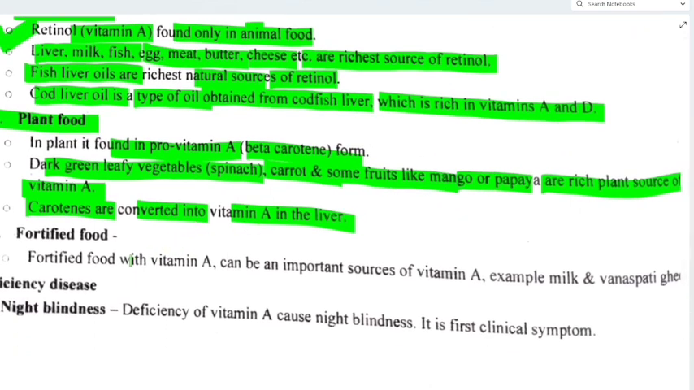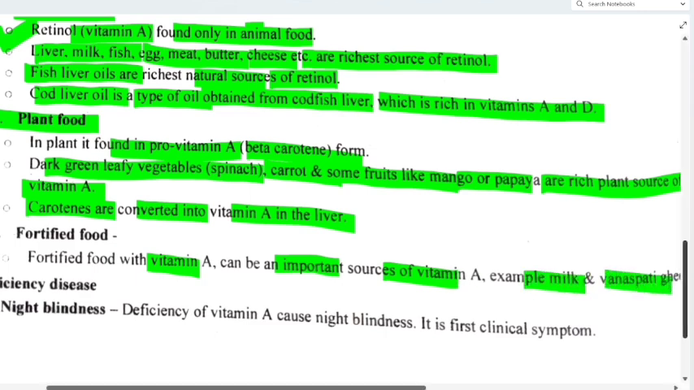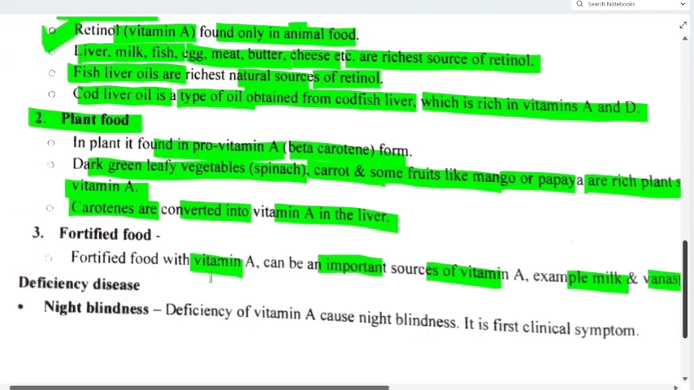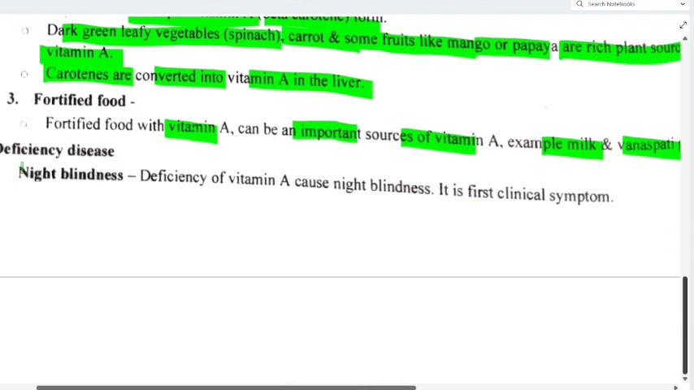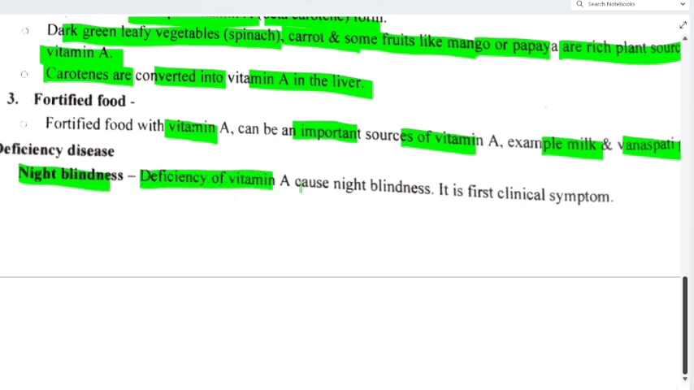Fortified food with vitamin A can be an important source of vitamin A. Examples are milk and vanaspati ghee. Now coming to deficiency disease. Night blindness: deficiency of vitamin A causes night blindness. It is the first clinical symptom, and it is because of deficiency of vitamin A.